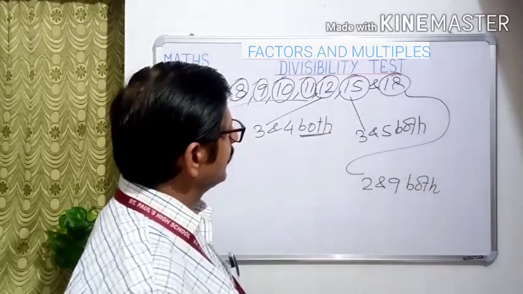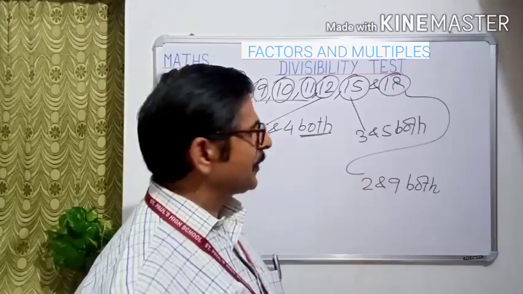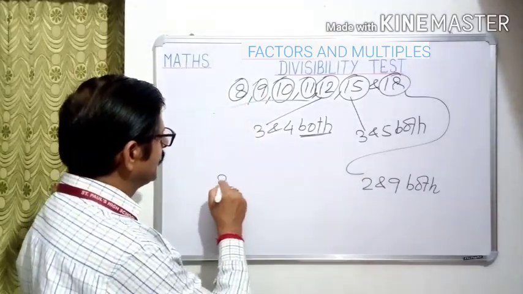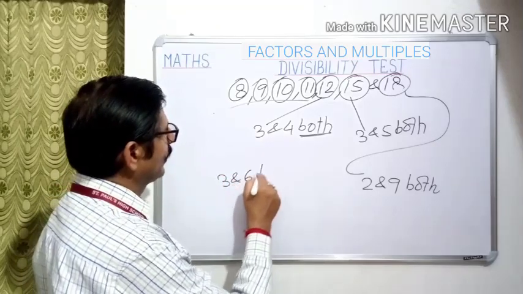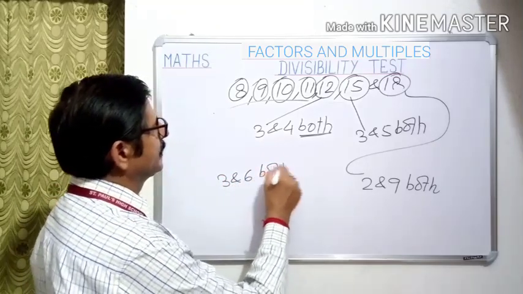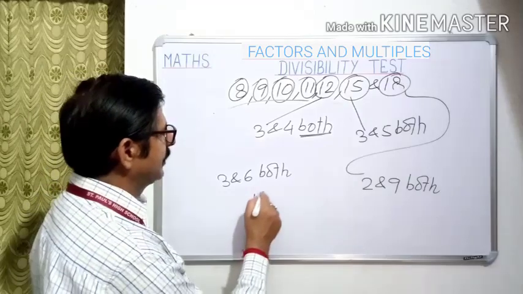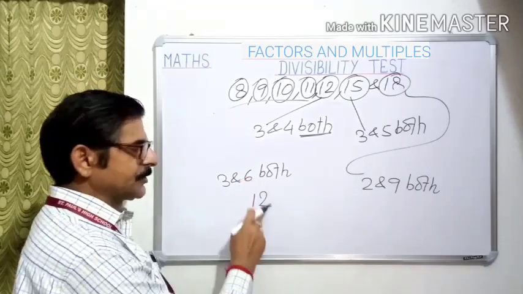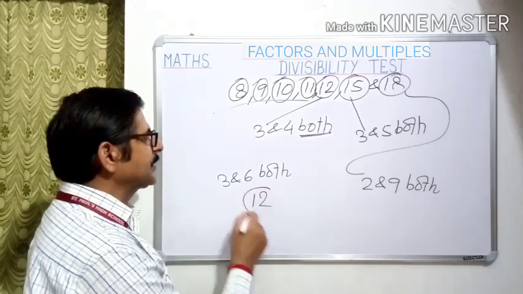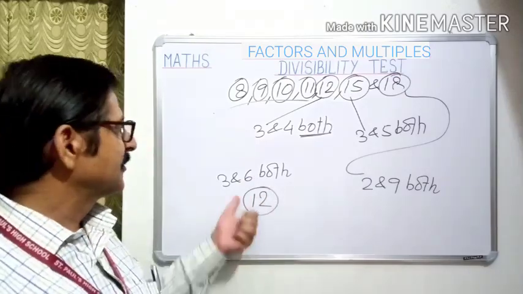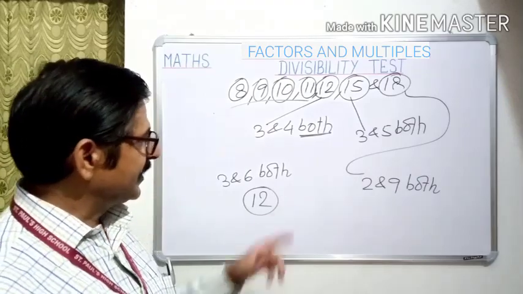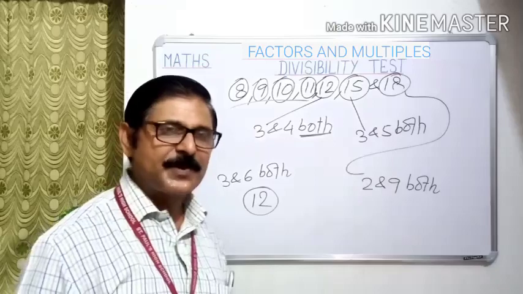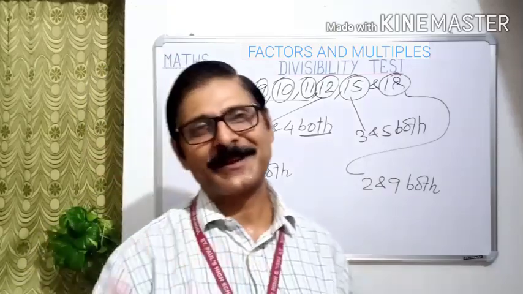Is a number divisible by 18 if it is divisible by 3 and 6 both? See, 12 is a number. It is divisible by 3, 3 fours are 12, 6 twos are 12. But this 12 is not divisible by 18. So, something different is there with the rules that we will discuss in our next class.